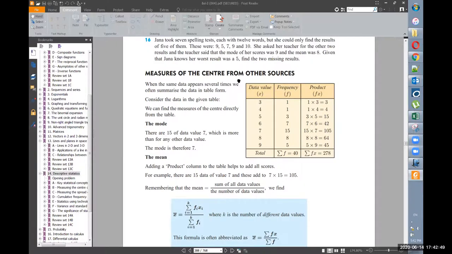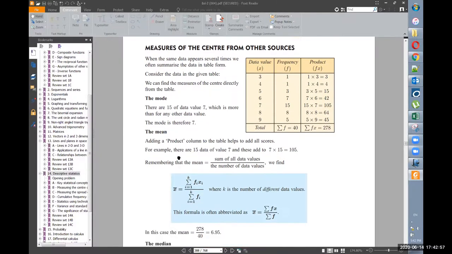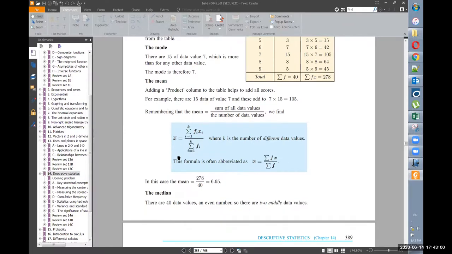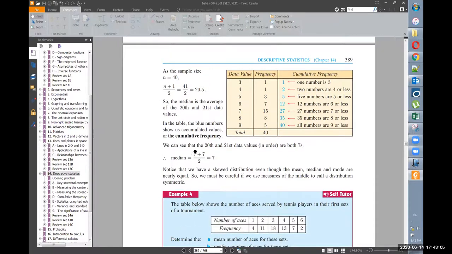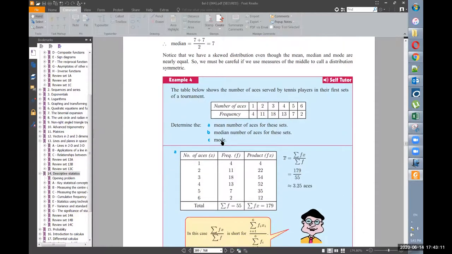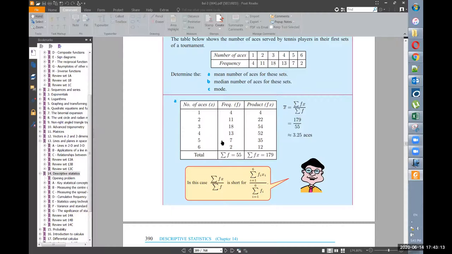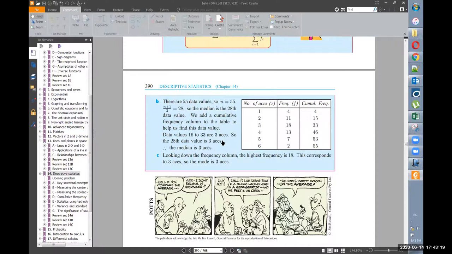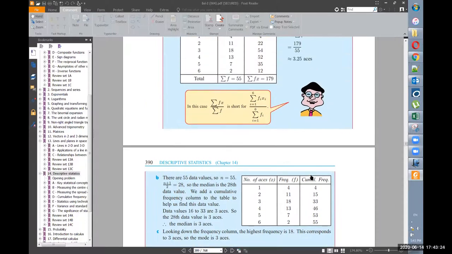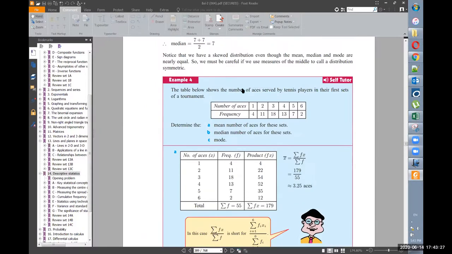Okay, over here, measures of the center from other sources. They talk about the mode, the mean, and the median, and they talk about the cumulative frequency. Let's take a look at how you can get the cumulative frequency. Let me just demo with this example.